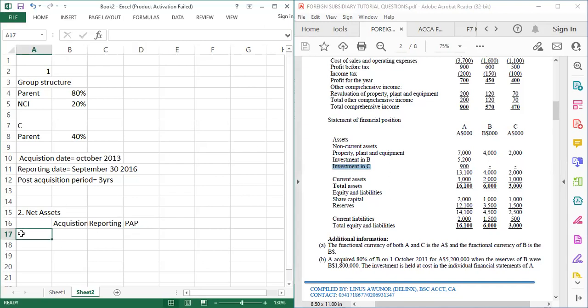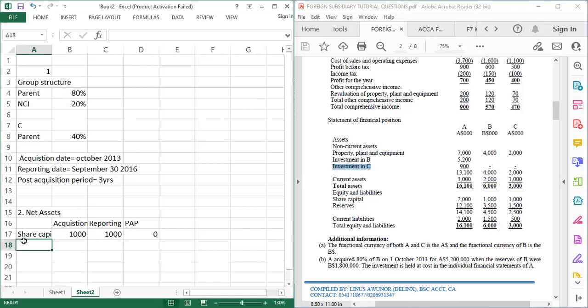So the net asset that we are talking about is we are finding value for the equity shares. So we normally start with the share capital. Their share capital at reporting is 1,000. We assume that there were no issue of shares during the year. 1,000 at reporting is the same as at acquisition. So if you subtract the two, you are going to get 0, isn't it?